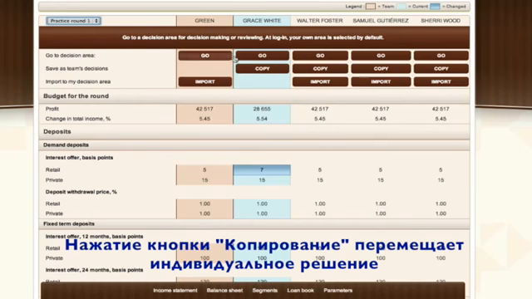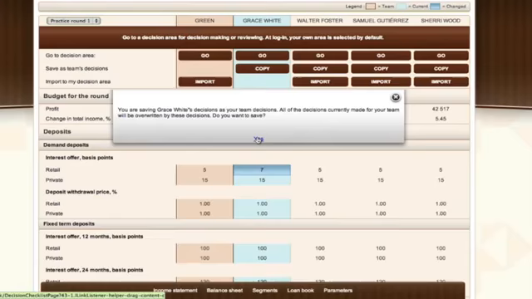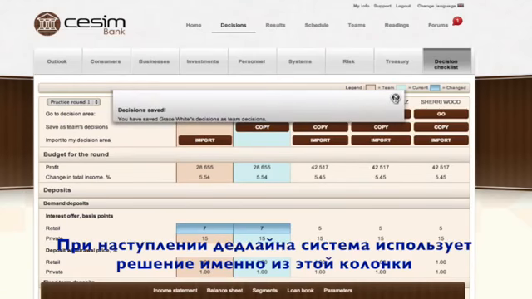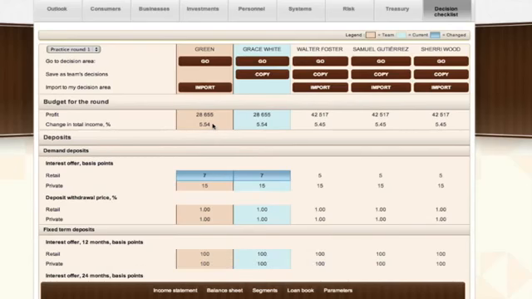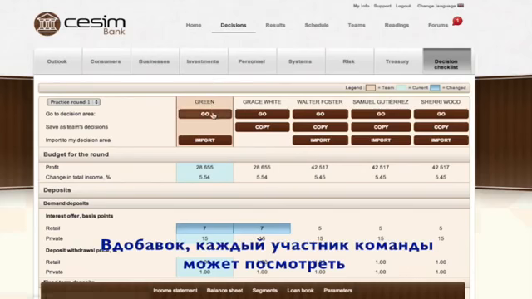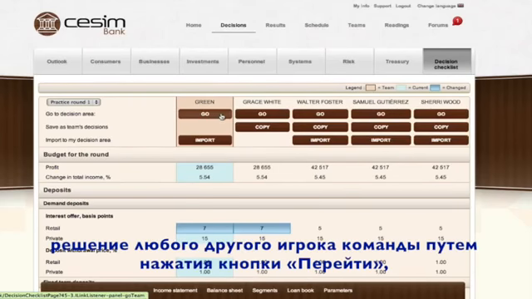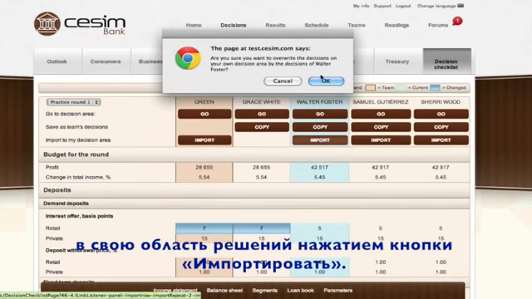By pressing copy, a team member's decisions is moved to the team decision column. At the deadline, the system reads the decisions from the team decision column and calculates the results for the round. Team decisions can be edited directly by pressing Go in the team column. In addition, any team member can access the other team member's decisions area by pressing Go in the respective column and import another team member's decisions to their own area by pressing Import.